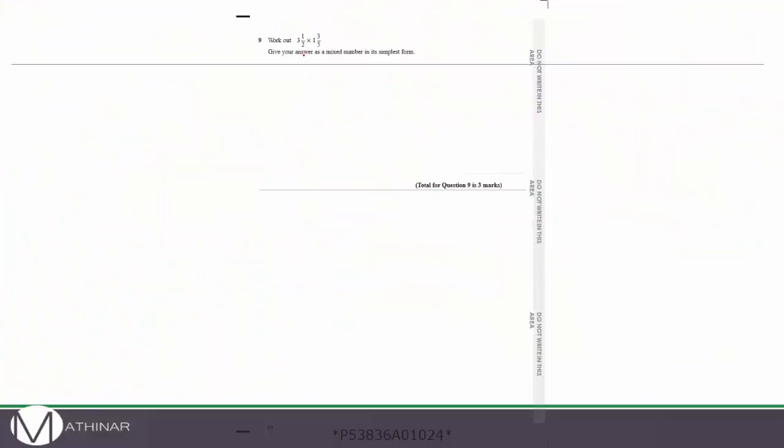Question 9, work out 3.5 times 1 3/5. So the first thing we need to do here is write them both as improper fractions. 3.5 times 1 3/5. So 3.5: 3 times 2 is 6, add 1 is 7 over 2, multiplied by 1 times 5 is 5, add 3 is 8 over 5.